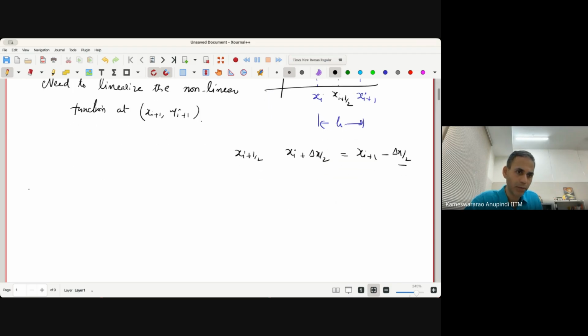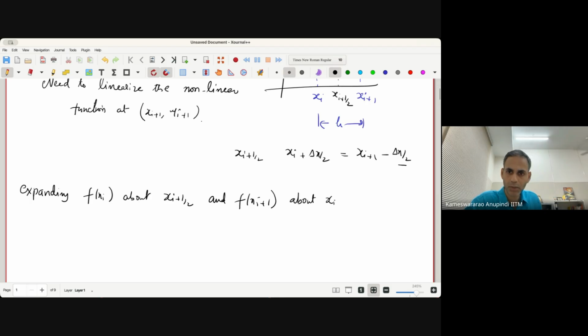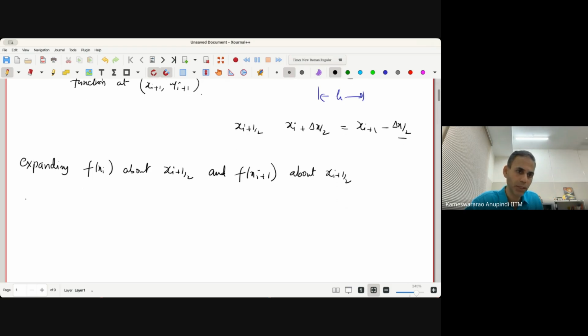So it means expanding f of x_i about x_{i+1/2} and f of x_{i+1} also about x_{i+1/2}. If I do this, f of x_i equals f of x_{i+1/2}, and I'm expanding f of x_i about x_{i+1/2}, so I should subtract off delta x by 2, where h equals delta x, if you were to call it.